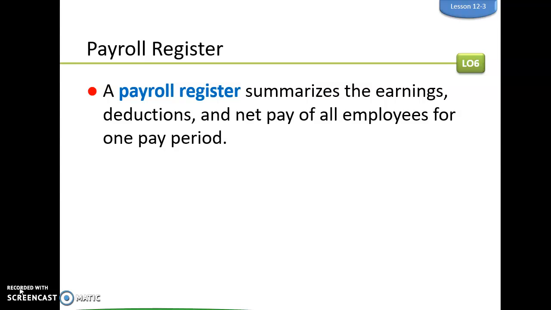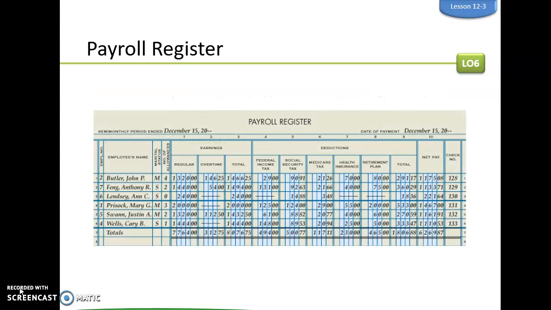So this is an example of a payroll register. So we're just going to go through. So you have your pay period date. Okay, so it's a semi-monthly period, so it's twice a month, so up to December 15th, and the date of payment is December 15th. So we have 6 employees.